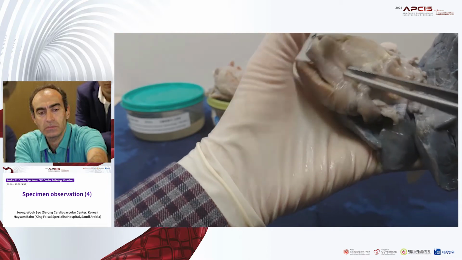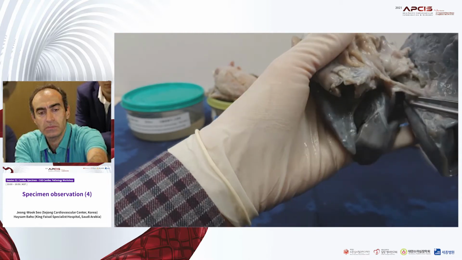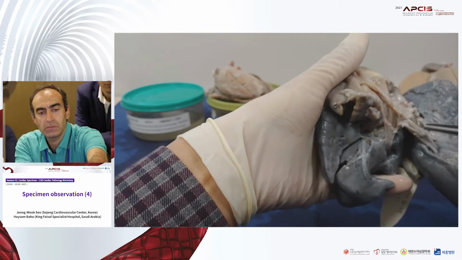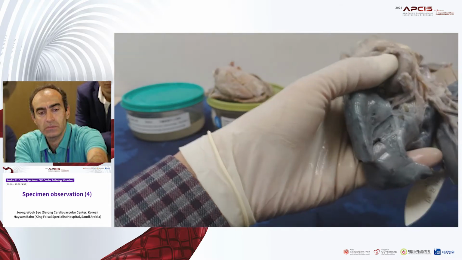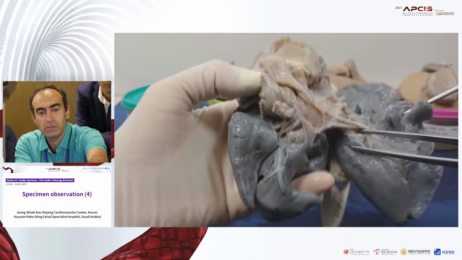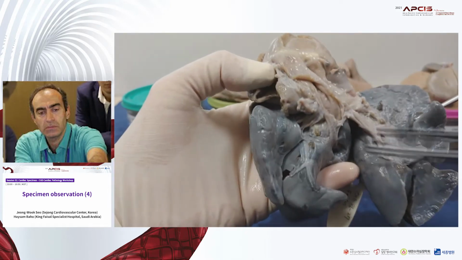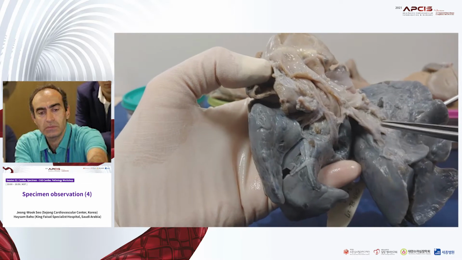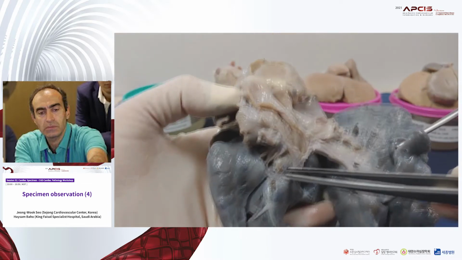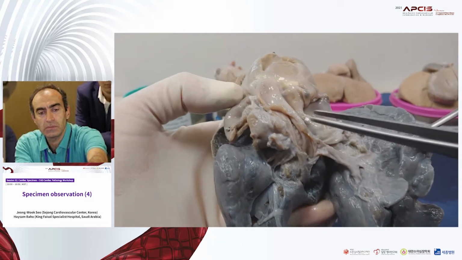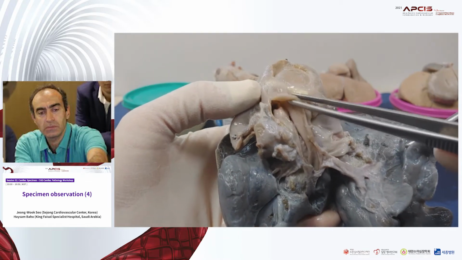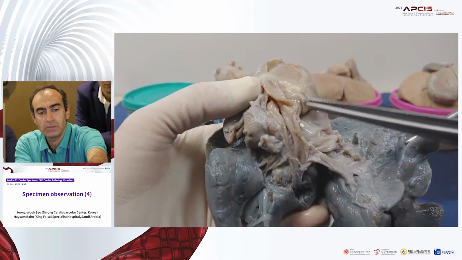Now, if we flip the heart completely, we can see all four pulmonary veins, the left lower, the left upper, and the right upper and lower, all join together and drain into this coronary sinus. And then this coronary sinus opens into the right atrium and then into the right ventricle.